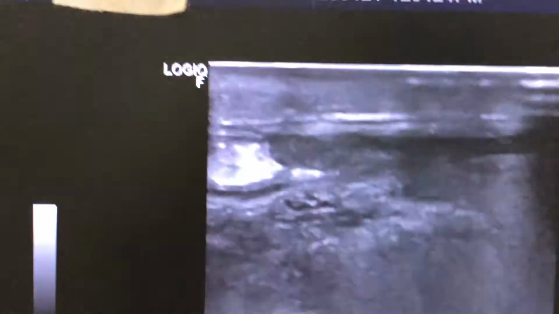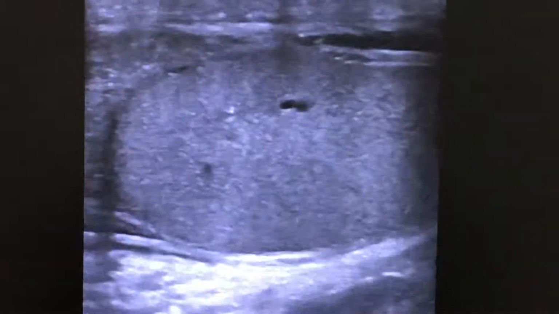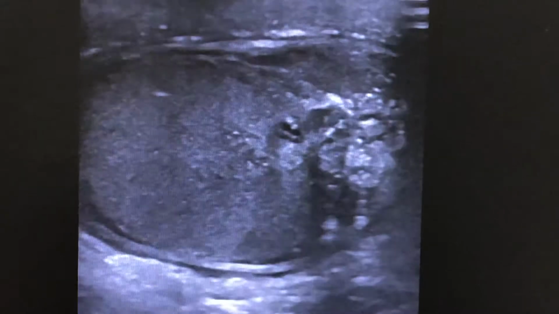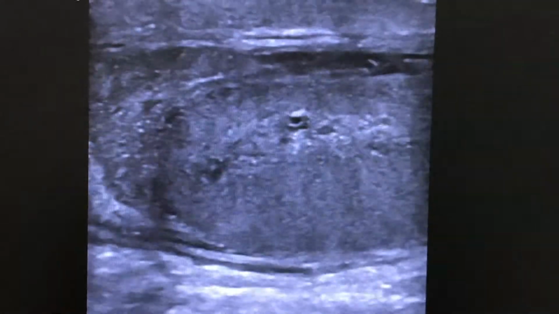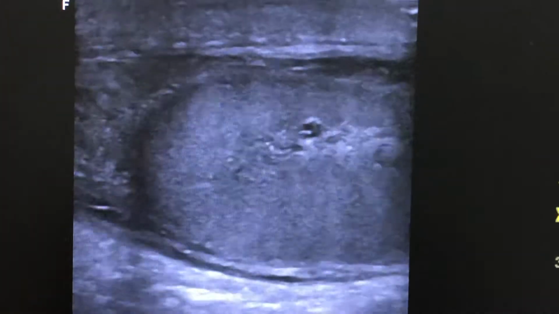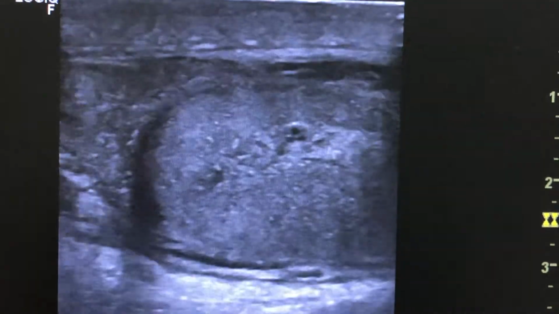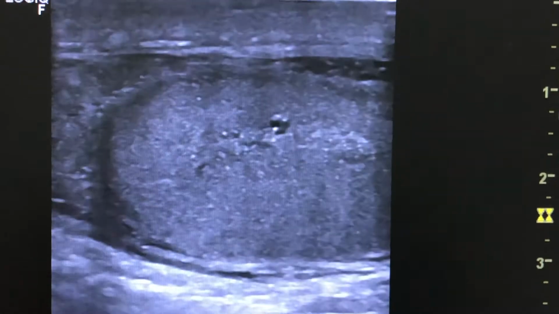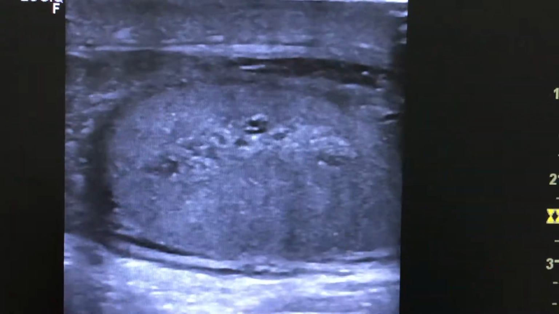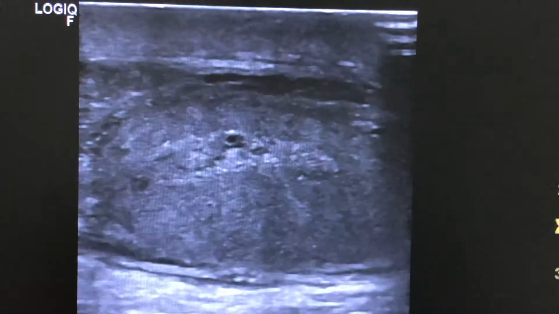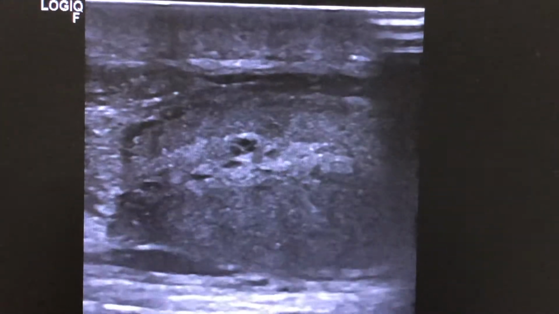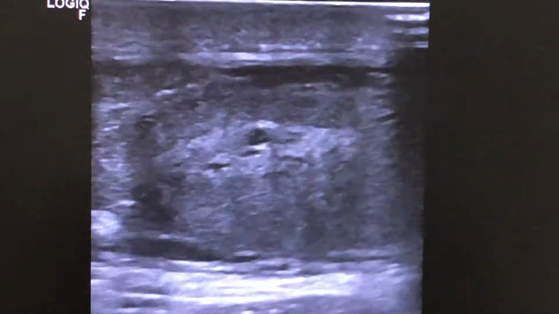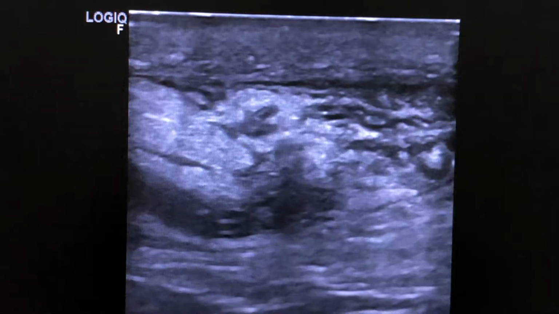Now here, the left side of the testis, it is showing the changes of chronic epididymo-orchitis. You will see the thick band which is inside the testis, which is a sign of chronic inflammatory process. This thick band is, I think, the epididymis which is entering the testicular parenchyma. This epididymis is severely inflamed.